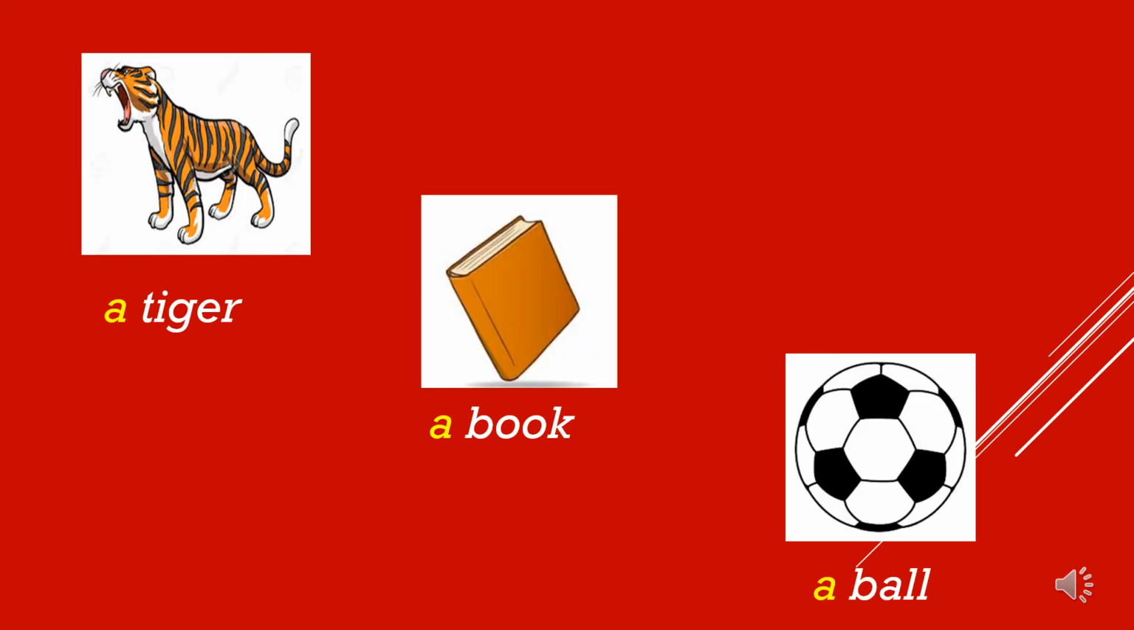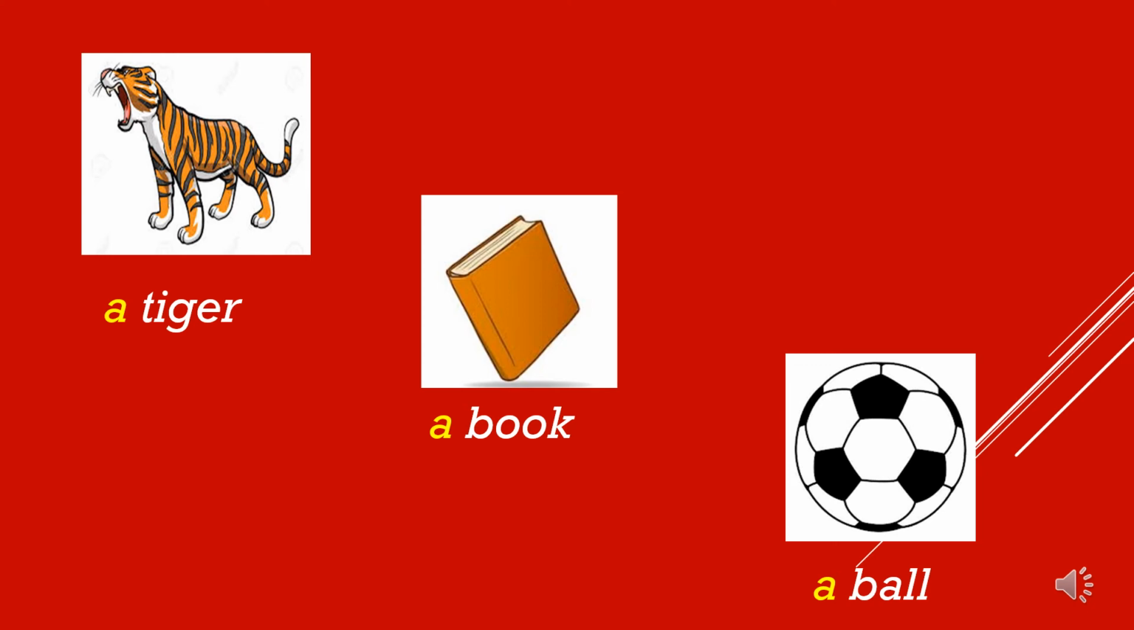Students, you can see some pictures on the screen. A tiger. It is a tiger. Why? Because tiger is starting with sound T, which is a consonant sound, and with the consonant we always put A. Next picture, a book.